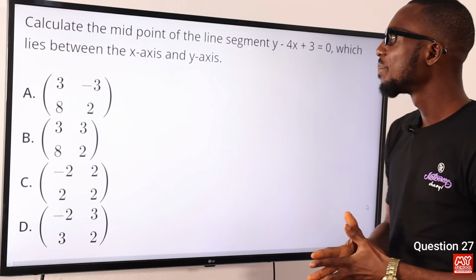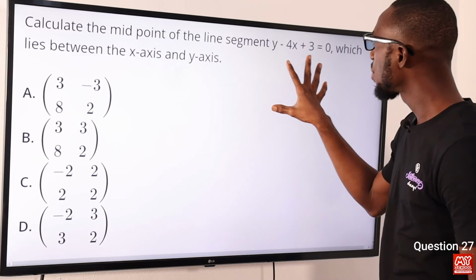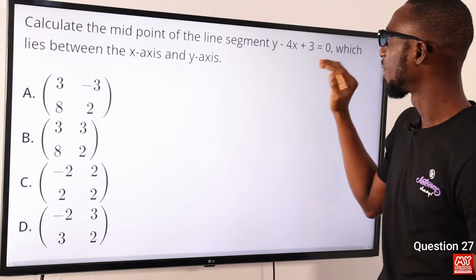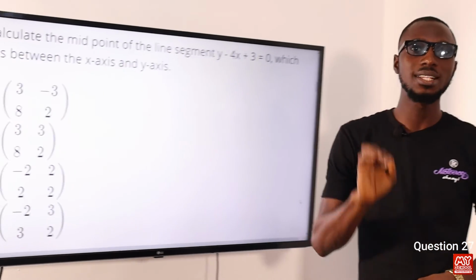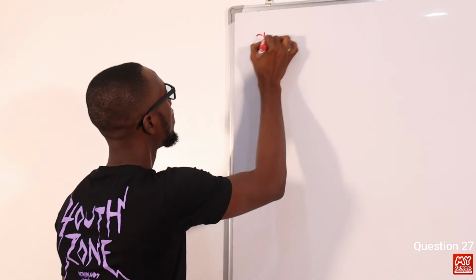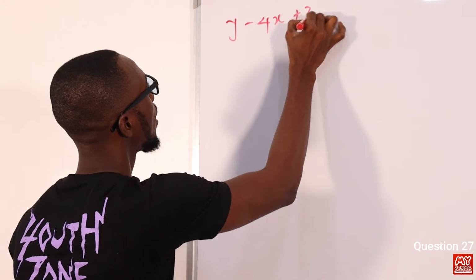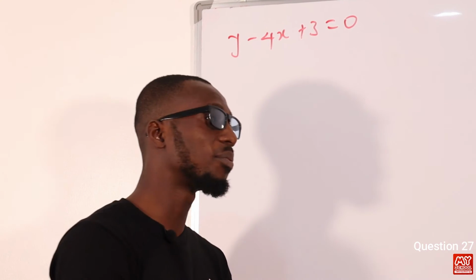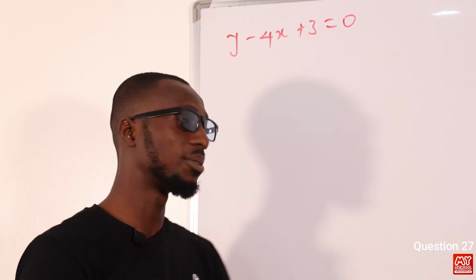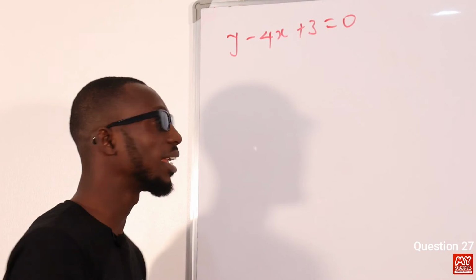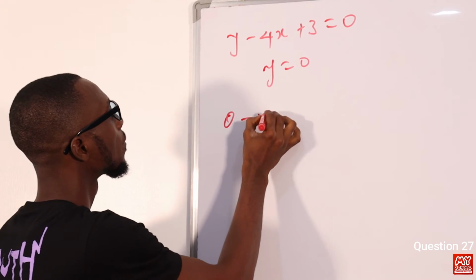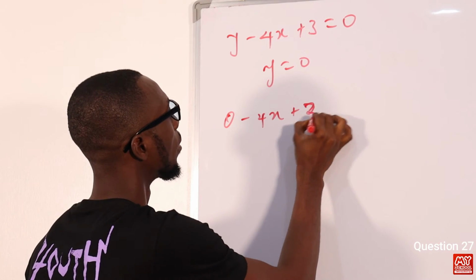27. Calculate the midpoint of the line segment y minus 4x plus 3 equals 0, which lies between the x-axis and the y-axis. Okay, so we have y minus 4x plus 3 equals 0. All you just need to do is find when x equals 0 and when y equals 0. So let's have it here when y equals 0. So what we should have will be 0 minus 4x plus 3 equals 0.